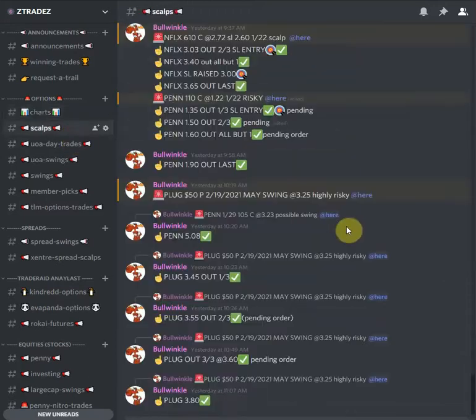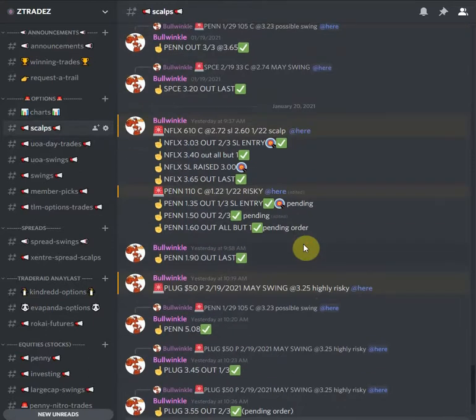So we have scalps over here. This is where scalps are made. Sometimes these turn into swing trades. I myself or any of the other moderators will post what we're taking. When you see that siren, that little alert emoji, with an @here, that means myself or one of the moderators has entered something. With the finger pointing up, that's an update of the price of the contract.